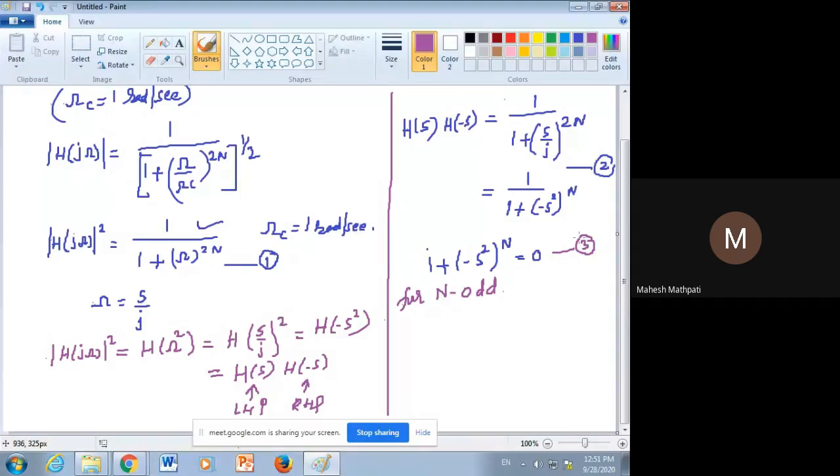Can anyone tell me, if n is odd, then what can I write for equation 3? 1 minus s square is equal to 0. Right. So this I can write as 1 minus s square equals 0, or else simply as s to the power 2n is equal to 1. Can you write it?